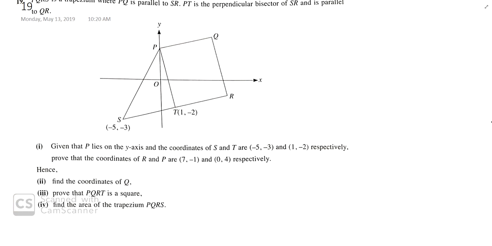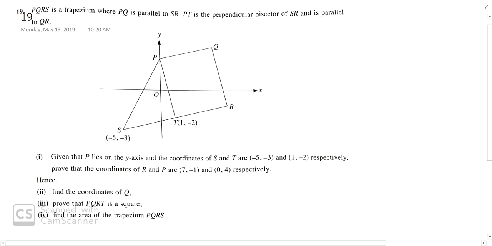the. Okay, question 19. Part 1, anybody? Part 2? Part 3. Prove that it is a square. How do you prove that? How do you prove that a four-sided figure is a square?